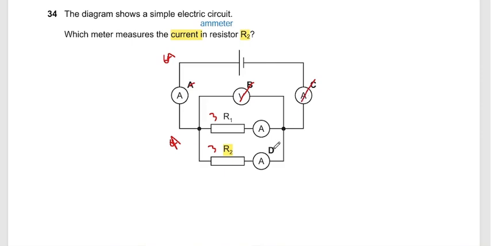And then we're only left with D, because we know the current gets divided here, and this is the only ammeter which is connected to this resistor that's going to measure the current. And so the answer is D.